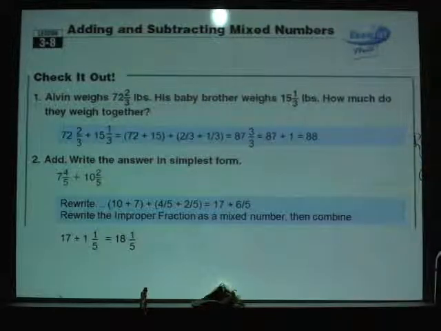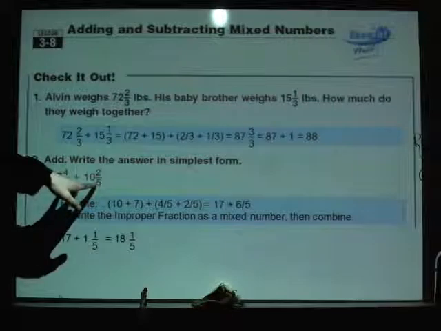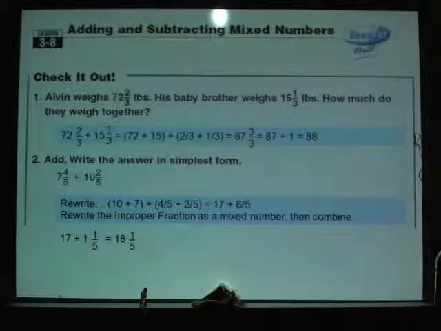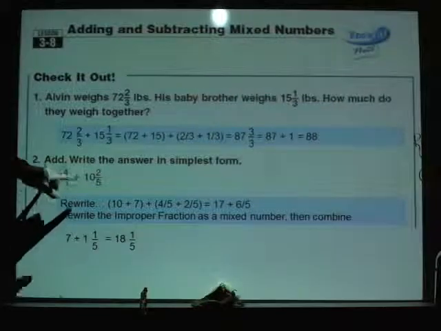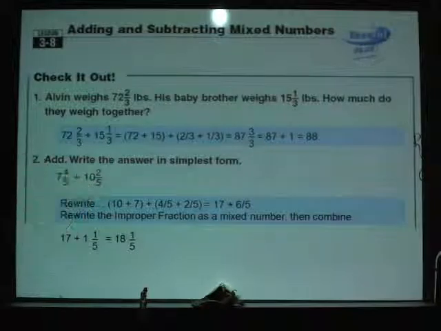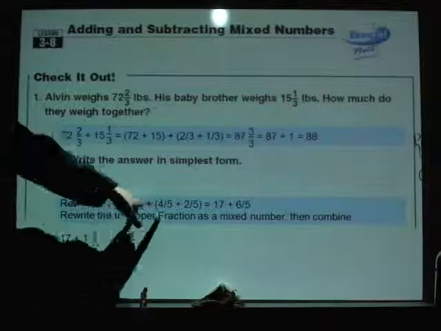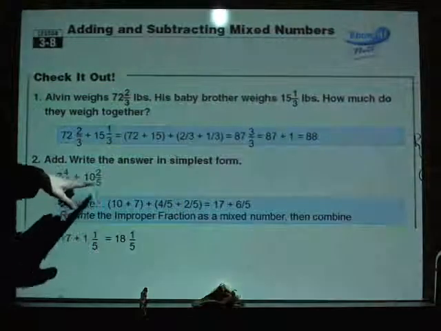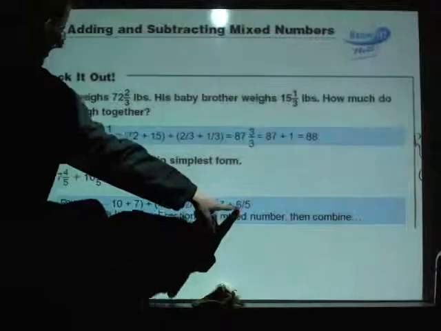All right, let's go ahead and take a look at number 2 there. We're supposed to add, and we're going to write the answer in simplest form, 7 and 4/5 plus 10 and 2/5. Well, since we already have a common denominator here of 5, we don't have to do any extra prep work. We can go ahead and break this into parts and solve. We're going to combine the whole number parts, 7 and 10, and combine the fraction parts, 4/5 and 2/5. 7 and 10 go together to make 17. 4/5 and 2/5 goes together to make 6/5.